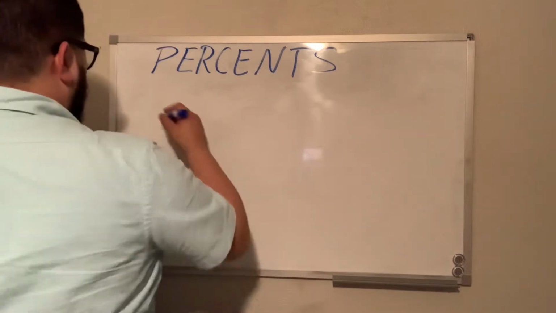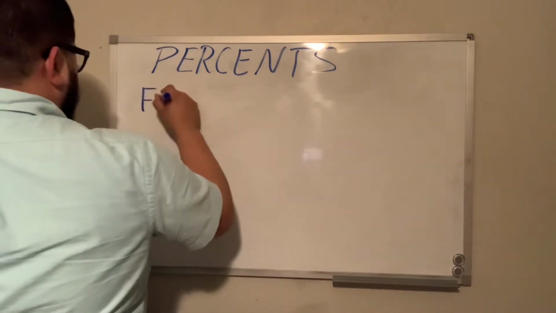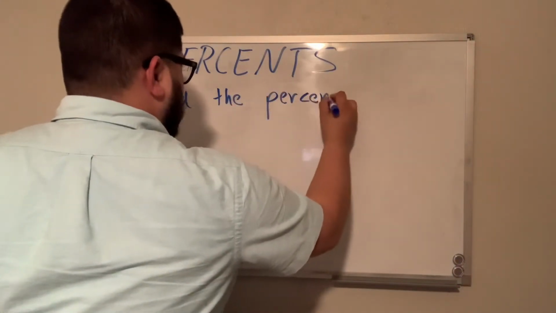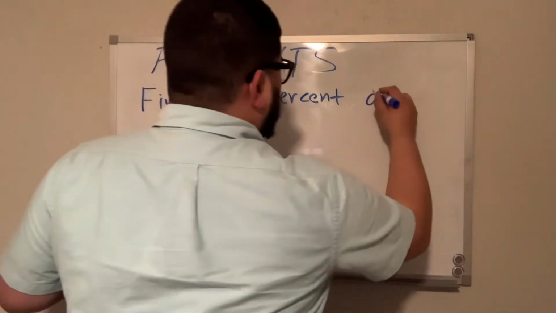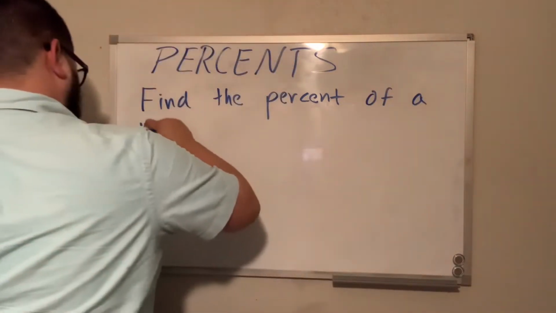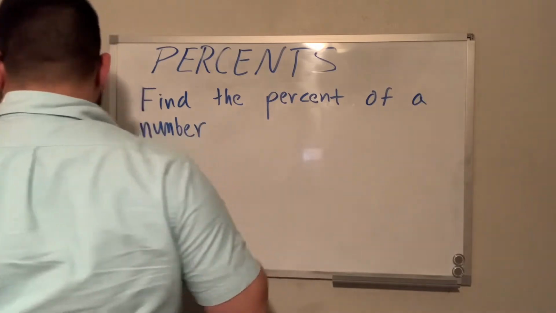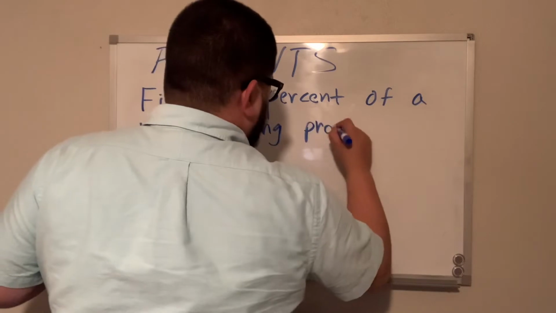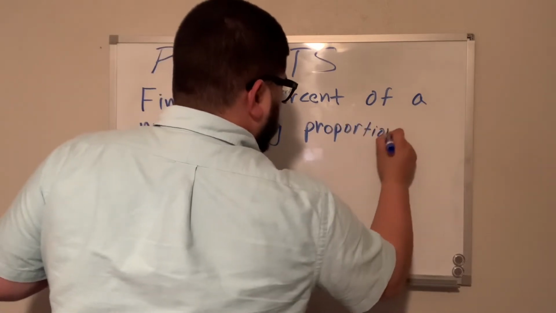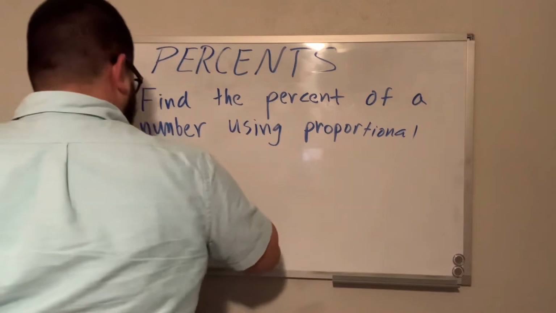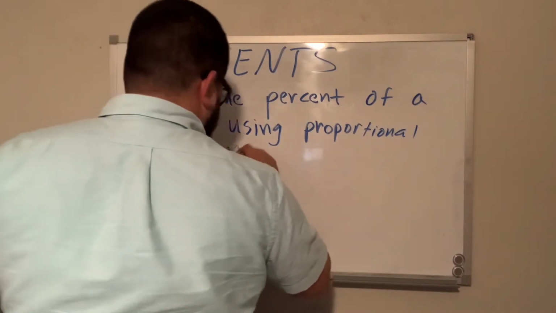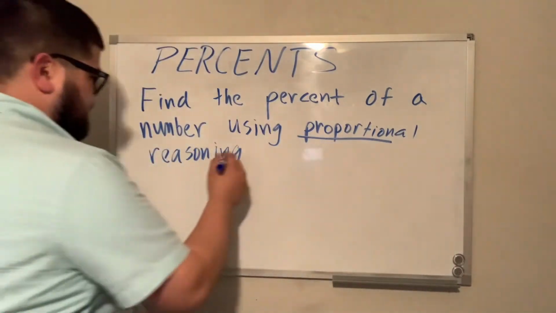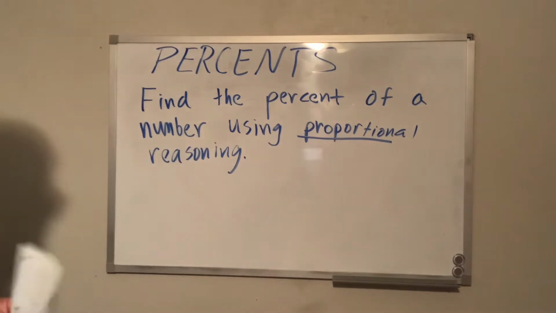So what we want to do is find the percent of a number using proportional reasoning. Okay, and the keyword there is proportional reasoning. Okay, we want to find the percent of a number using proportional reasoning.